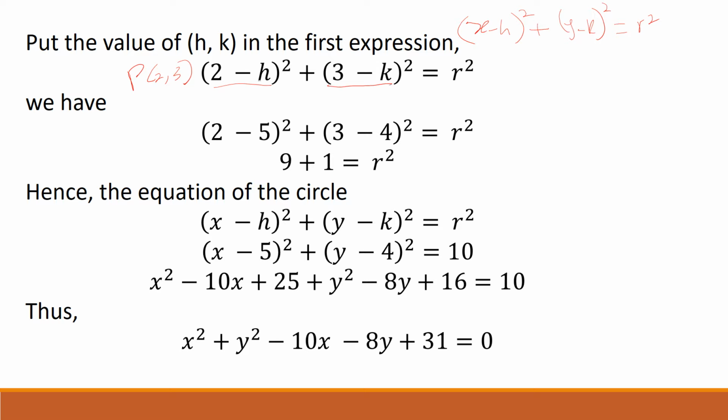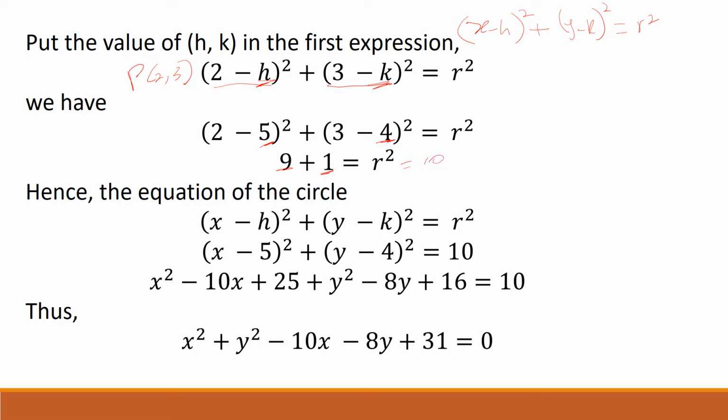In place of h, I'll put 5. In place of k, I'll put 4, and then work it out. This will give me 9 and this will give me 1. So at the end, I'm having my r squared to be equal to 10.